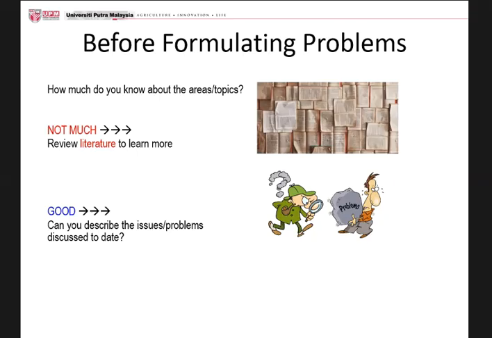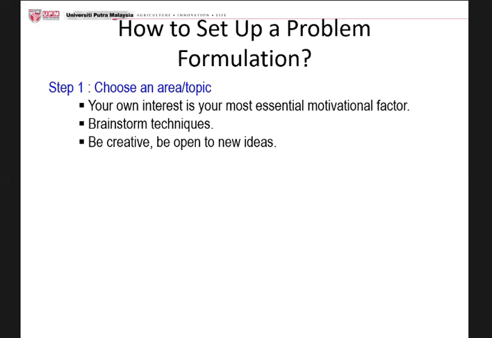Right. So the question is that if you can do this, then you are in a good position to study that topic. If not, then you have to learn more. So how to set up a problem formulation? First, you've got to choose an area.